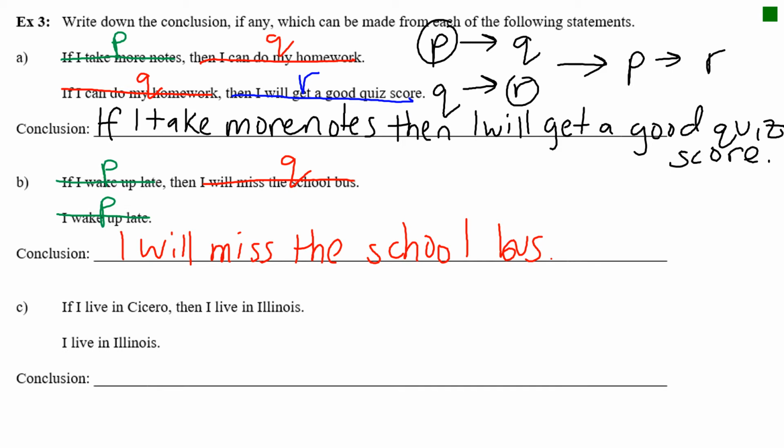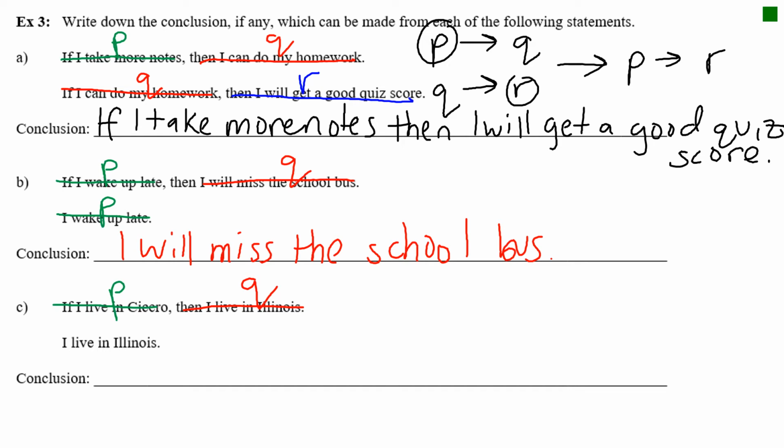Last one. If I live in Cicero, then I live in Illinois. "If I live in Cicero" is my hypothesis. We'll give it the letter P. Then "I will live in Illinois" is Q. So I'm telling you, if you happen to live in Cicero, then for sure you live in Illinois.